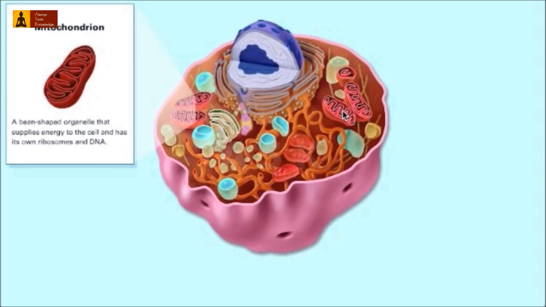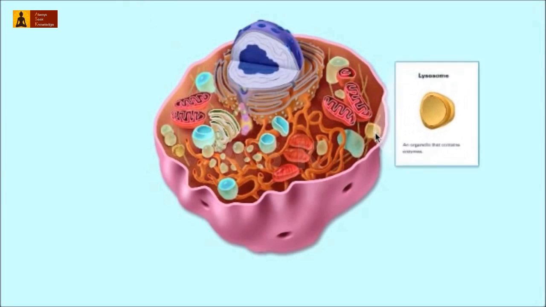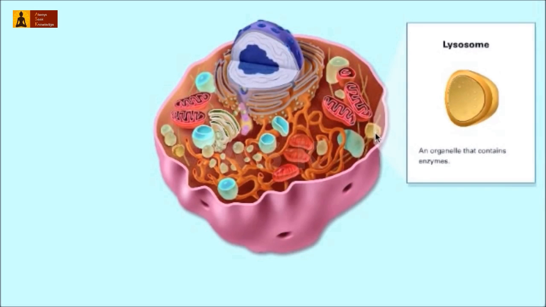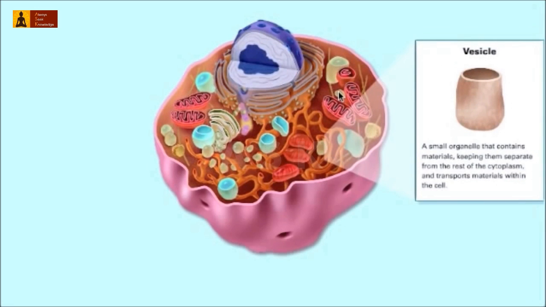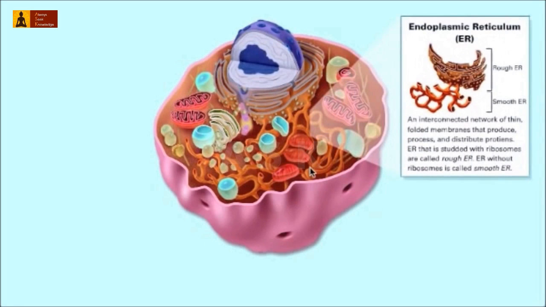Now mitochondria, a bean-shaped organelle that supplies energy to the cell and has its own ribosomes and DNA. Ribosomes, an organelle that contains enzymes. They also help to recycle the waste that is created by the cells. Vesicle, a small organelle that contains material, keeping it separate from the rest of the cytoplasm and transports material within the cell.